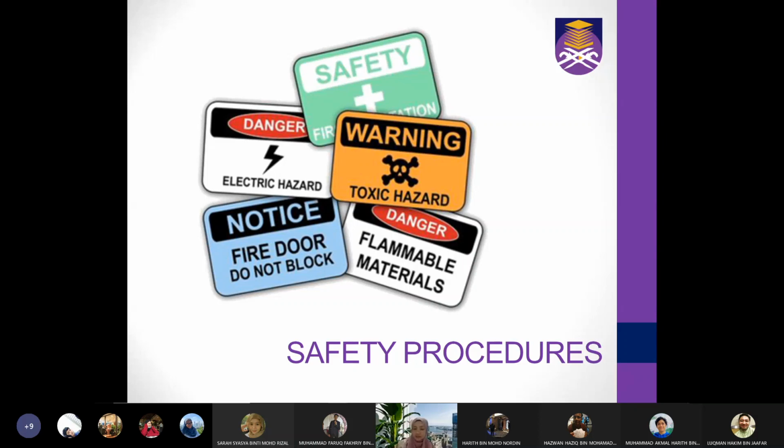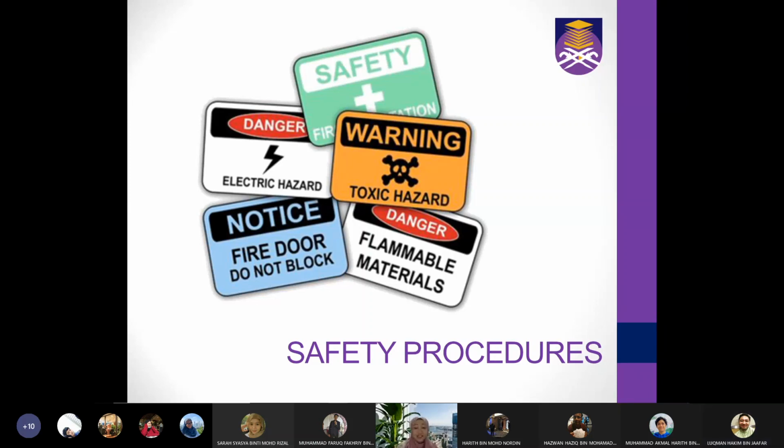So now the topic is safety procedures. Safety procedures are essential anywhere. And if you've ever been on an airplane, the first thing that they do once you're seated in the airplane before it flies, what do they do? They give you a safety briefing, right?